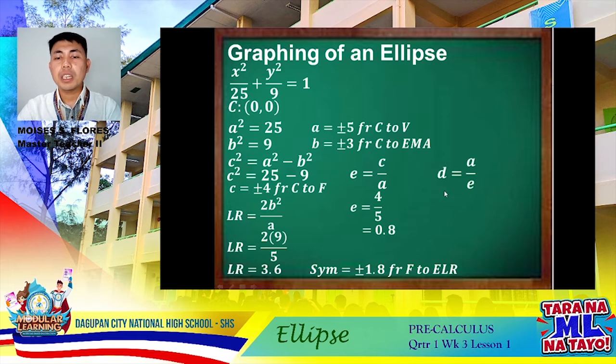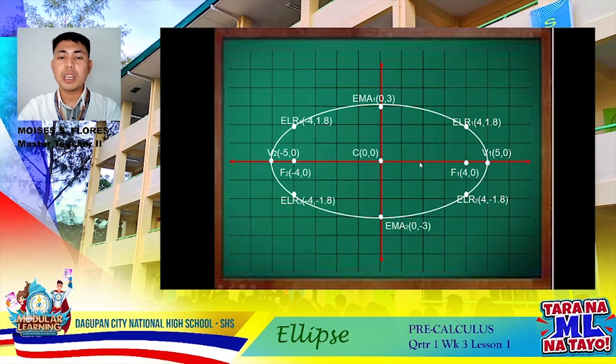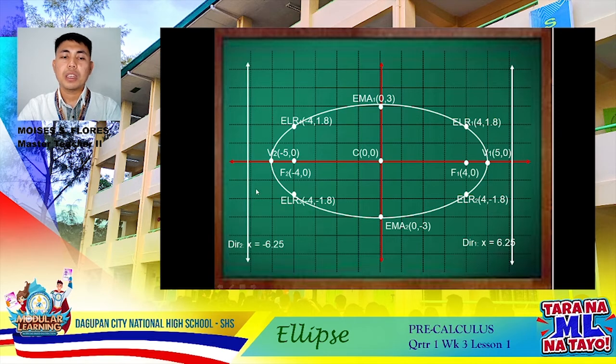And of course, our relationship with respect to d, our distance from the center to your directrix. So our formula, a over e, which is 5 over 0.8, or simply 6.25. 6.25 from the center to your directrix. So again, let's graph it. 6.25 from the center. So 1, 2, 3, 4, 5, 6.25 with respect to x. 1, 2, 3, 4, 5, 6.25. So there you have our two directrices. And therefore, this is the complete details of our graph.